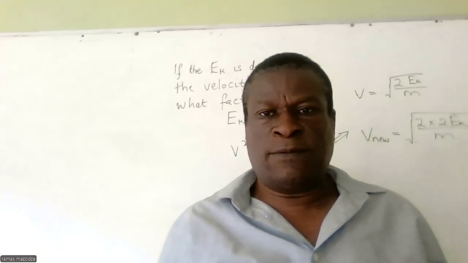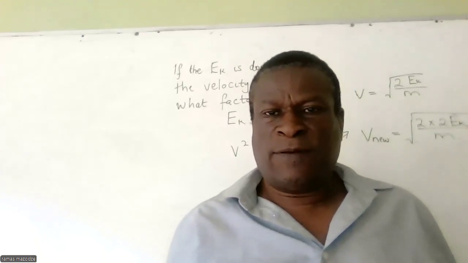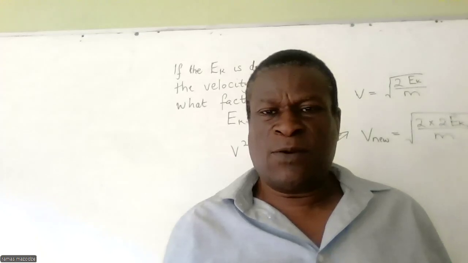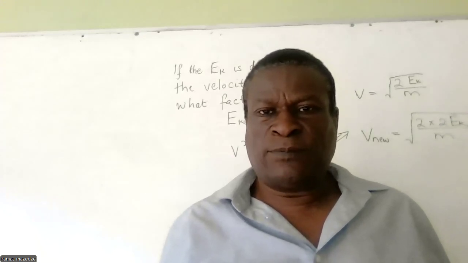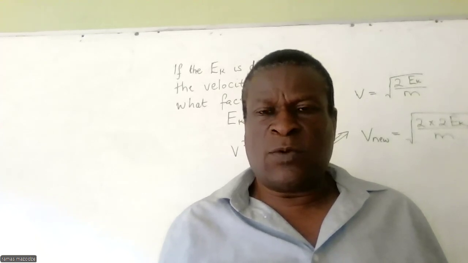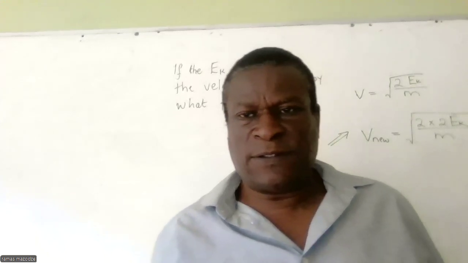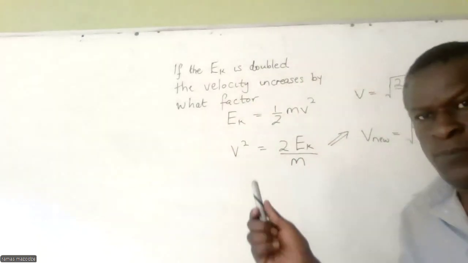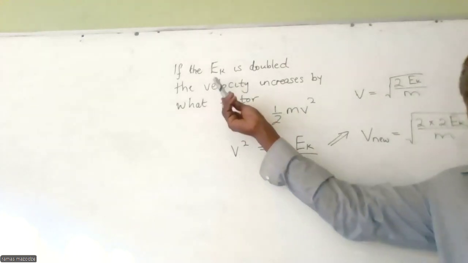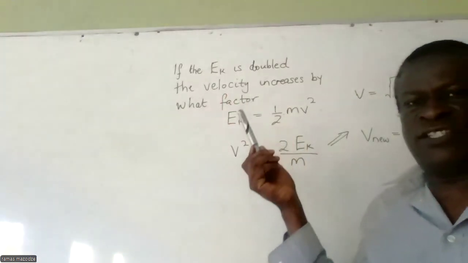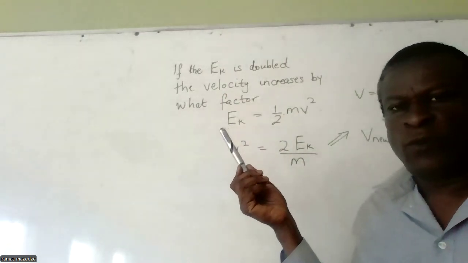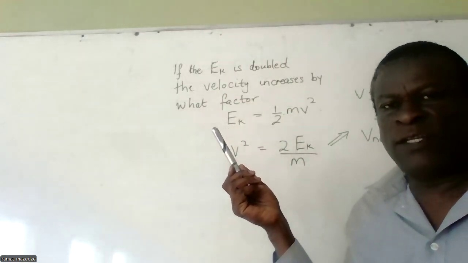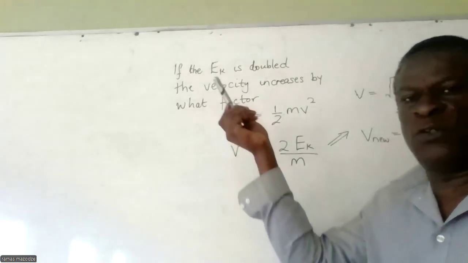Okay, good day. Today I've got a very quick question, which is quite a common question in the IEB, ISC. It's a very common question in physics, which is as follows: if the kinetic energy of an object is doubled, what happens to the velocity?